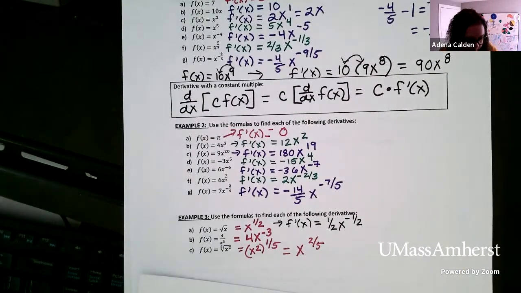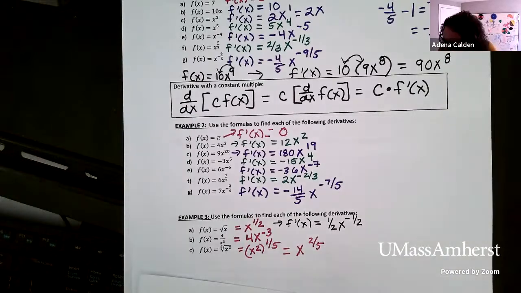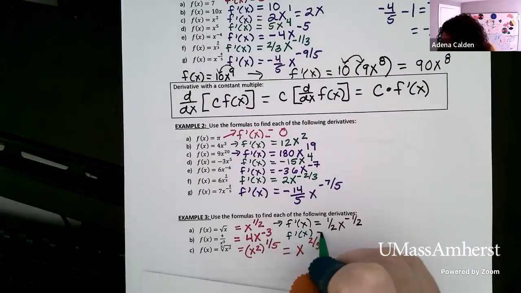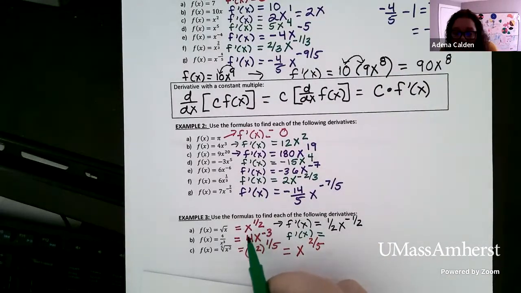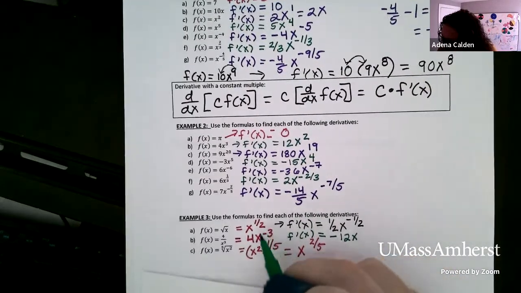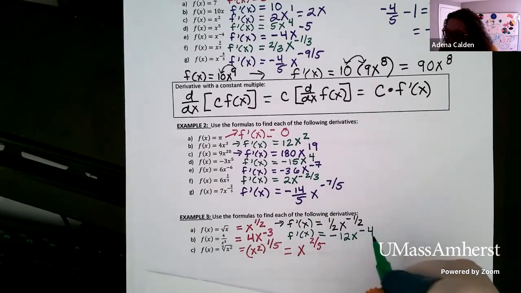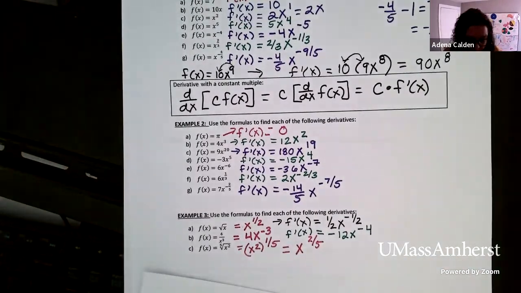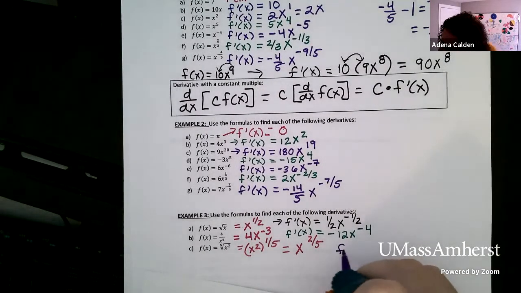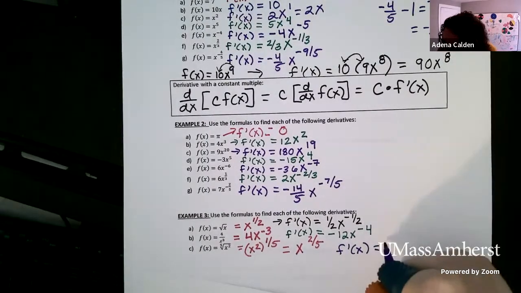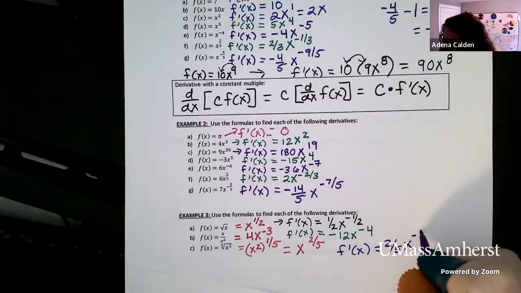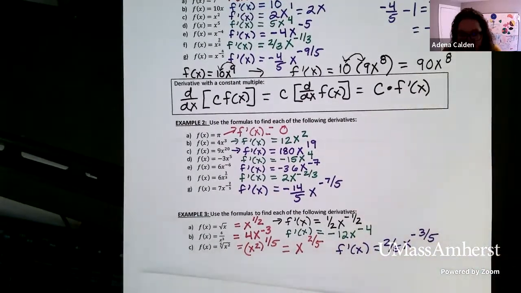Okay. Now for the second one, we have 4x to the -3. So when we take the derivative, the -3 comes down to multiply the 4, giving me -12x. And then we subtract 1 from the power, which is -12x to the -4. And then for the last one, we have x to the 2/5. And so the derivative will be 2/5 x. Now we subtract 1 from the power, so to the -3/5.